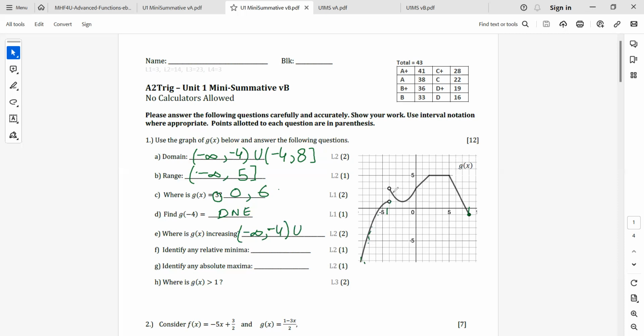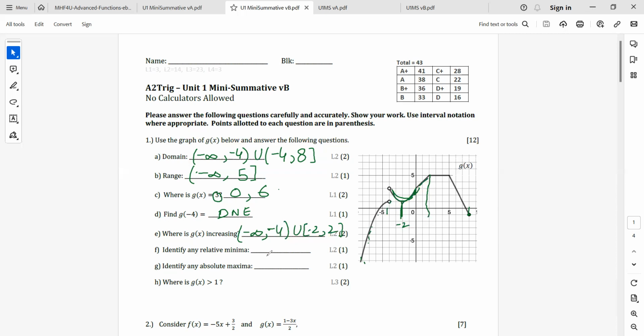Yes, it is increasing here, and here it is decreasing. This interval is decreasing, so it is not included. But from here it's going upward, from -2. So it starts increasing from -2 and keeps on going through 0 upward till +2.